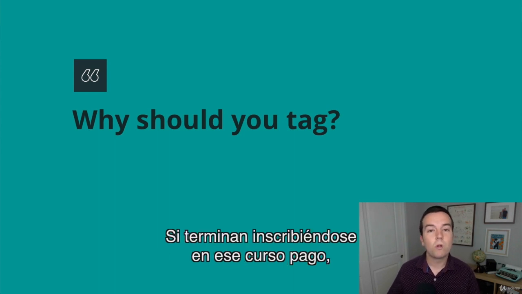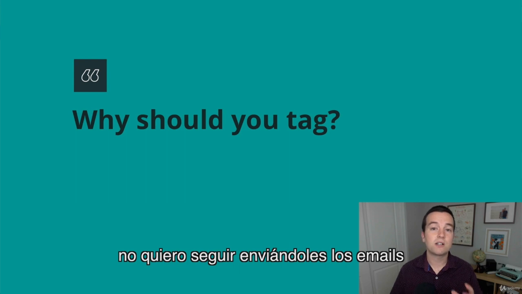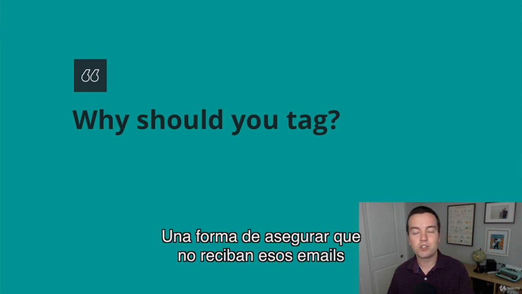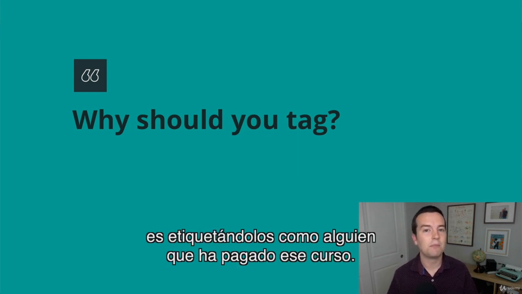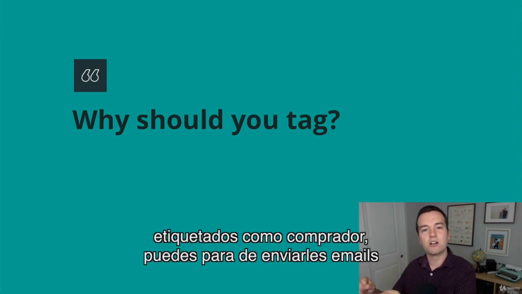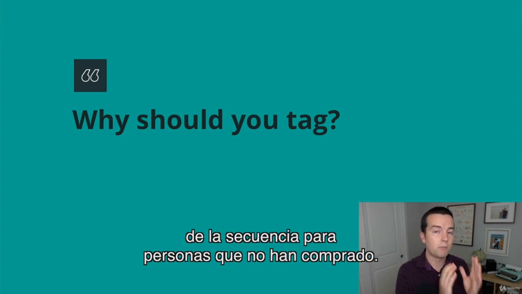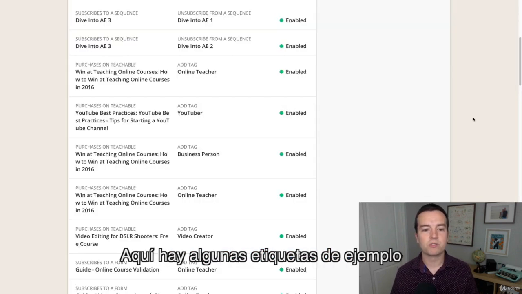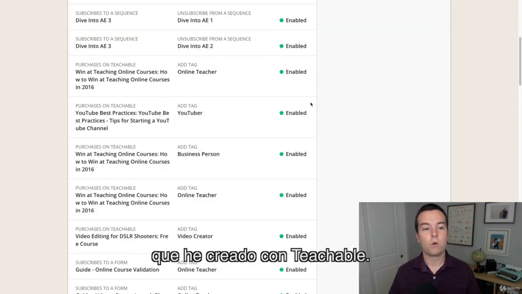If they end up enrolling in that paid course, I don't want to continue to send them the emails promoting that course to them. One way to make sure they don't get those emails is to tag them as someone who has purchased that course. And in ConvertKit, you can do things like when they're tagged as a purchaser, you can stop sending them emails from the sequence for people who have not purchased. Does that make sense?